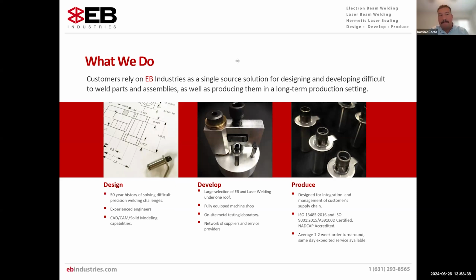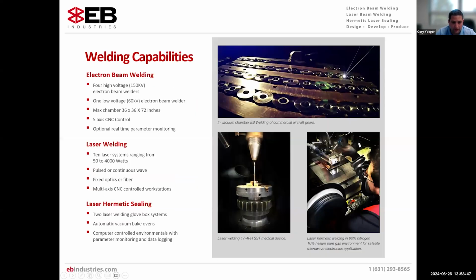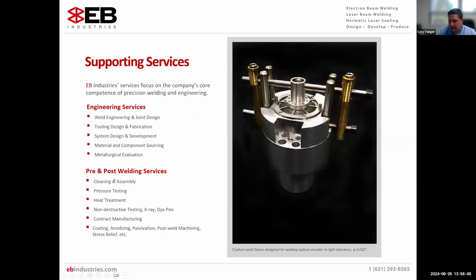I could touch on the second question here. Michael had asked, in the pre and post welding services, which ones are done in-house versus with a partner? So I believe you're referring to this slide. The bottom of that slide says what we do in-house. We do cleaning and assembly. We do pressure testing. We do our own metallurgical evaluation, so we do all our own cross-sectioning, polishing, etching, and measurement of weld penetration samples in-house.